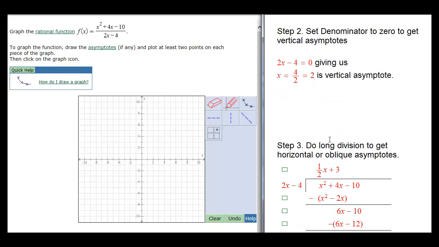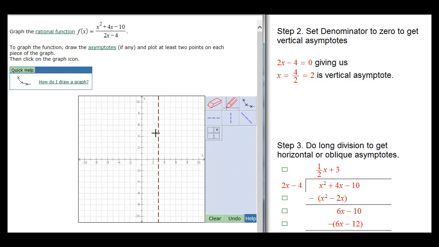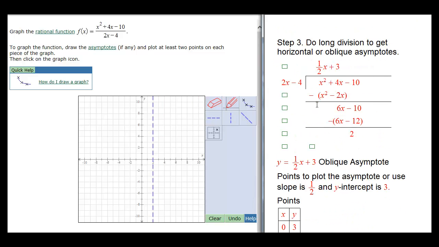All right, so let's set denominator to 0 to get our vertical asymptote. So set 2x minus 4 equals 0, giving us that 2 is a vertical asymptote. So let's go ahead and plot 2 as a vertical asymptote. And then to do long division so that we can get our horizontal or oblique asymptotes.